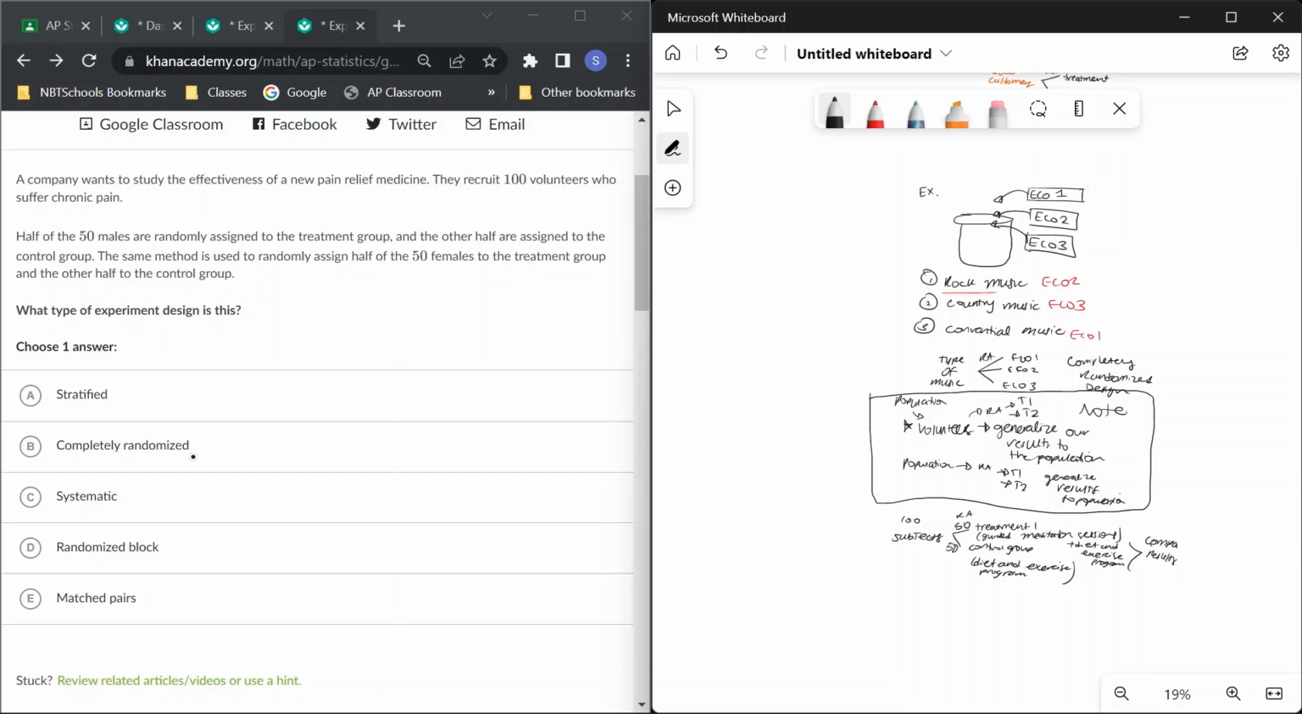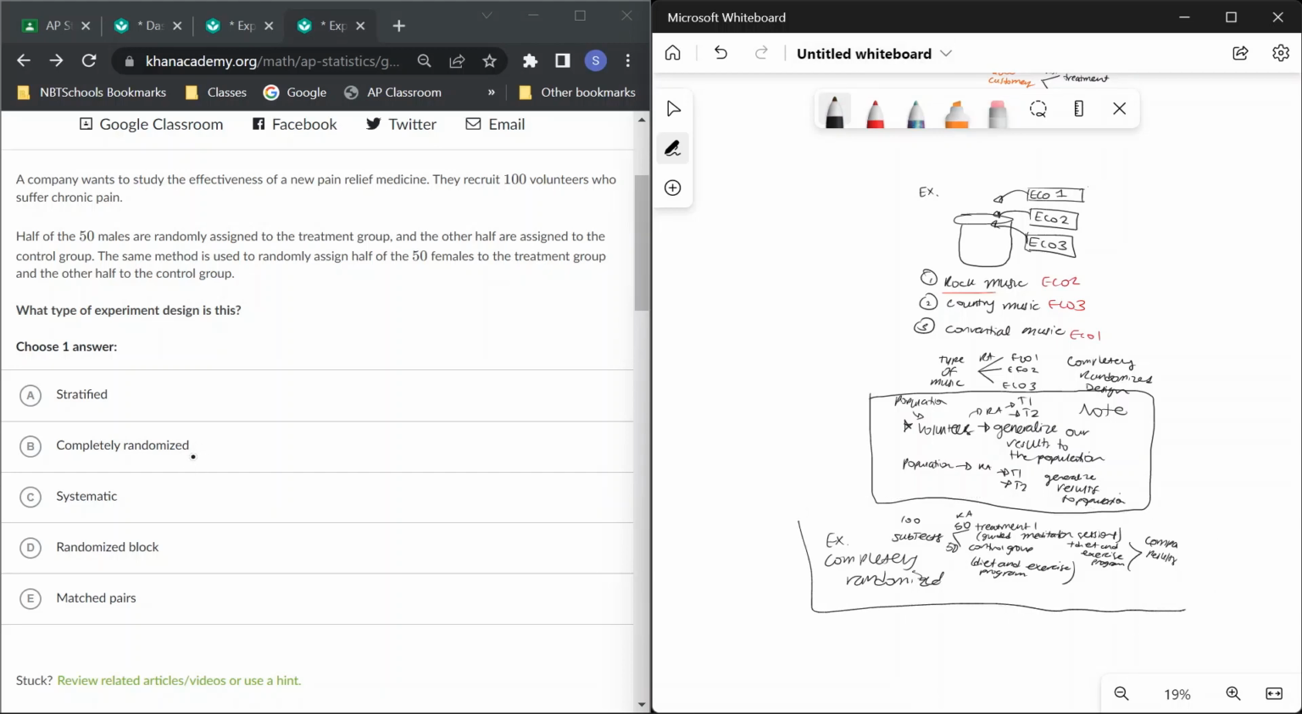This is an example of completely randomized. See, and the other problem, I just thought we were trying to figure out what type of design it was. I didn't even read the answer choices.